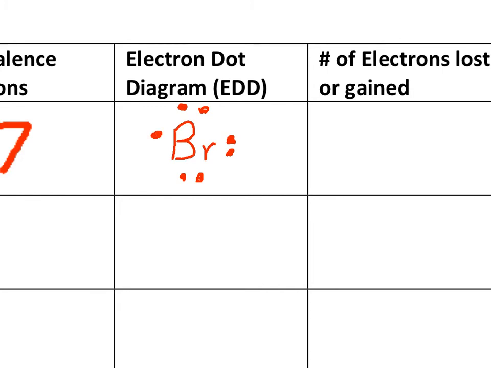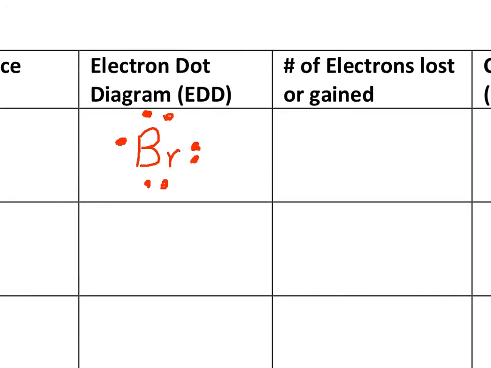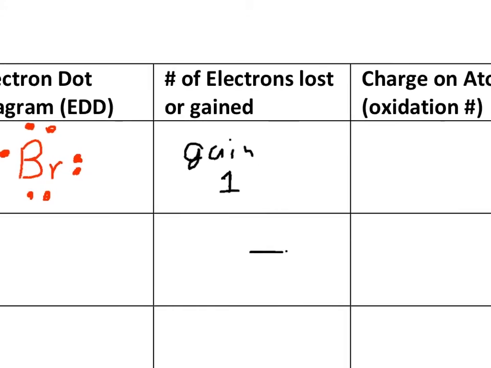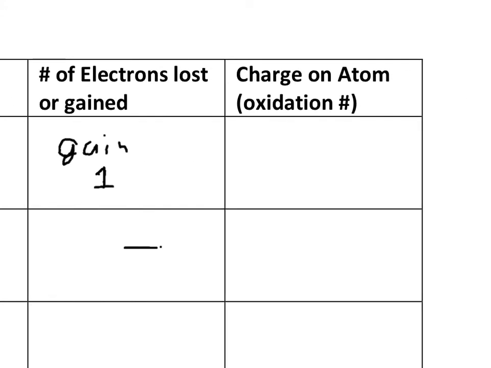And how many electrons is it going to lose or gain? Well, it doesn't want to give up 7, right? It's harder to do, so it's going to want to gain 1 electron. That will give it a full outer shell. But when it gains that 1 electron, the atom has 1 extra negative charge compared to the number of protons, so it's going to have a charge of -1, also known as an oxidation number.